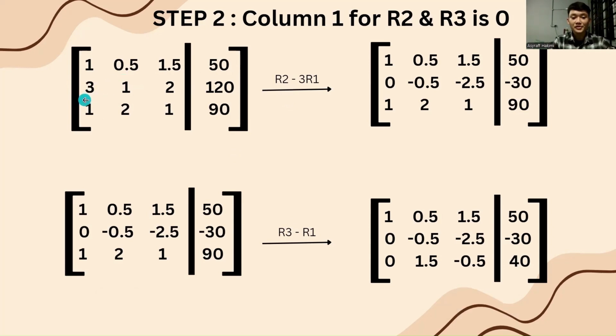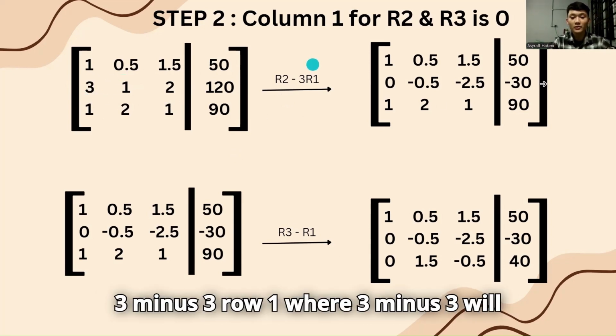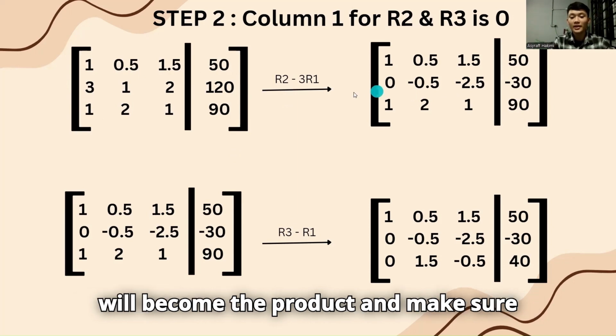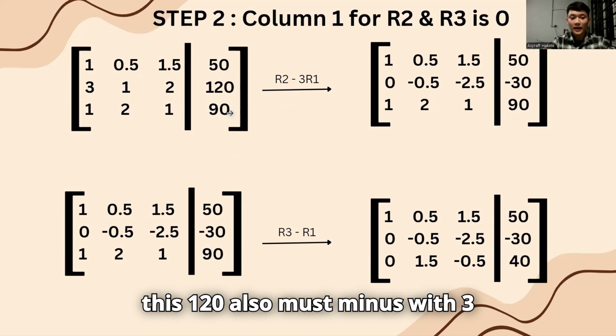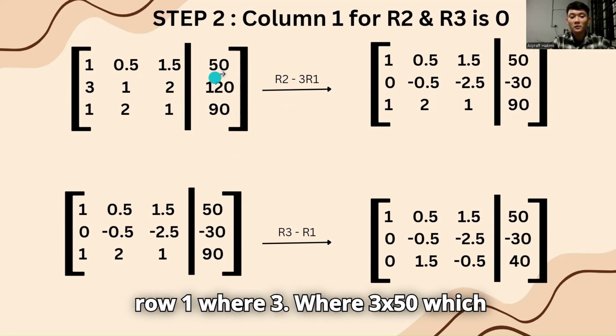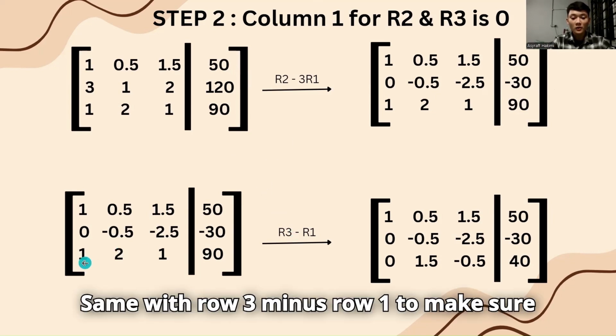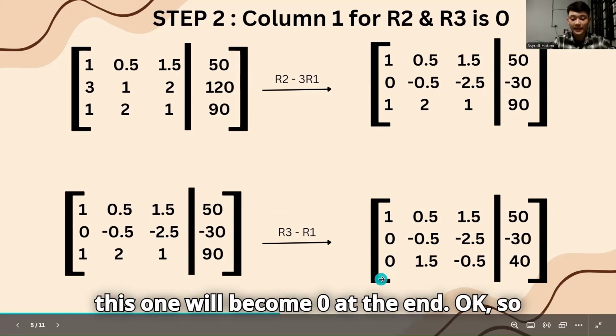Like you can see here, 3 minus 3 row 1, where 3 minus 3 will become 0, and this will do the same thing, where 1 minus 3 row 1, and this will become the product. And make sure this 120 must also be minus 3 row 1, where 3 times 50 equals 150, and it will form negative 30. Same with row 3 minus row 1, to make sure this one will become 0 at the end.